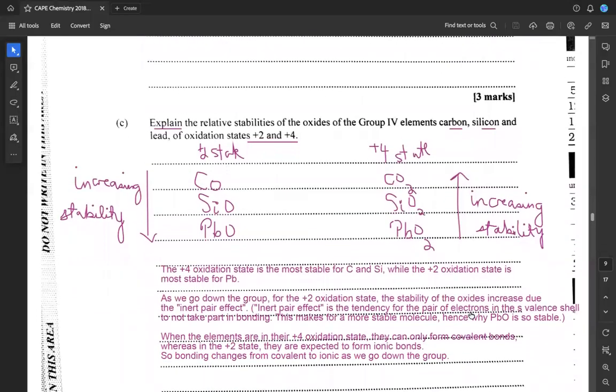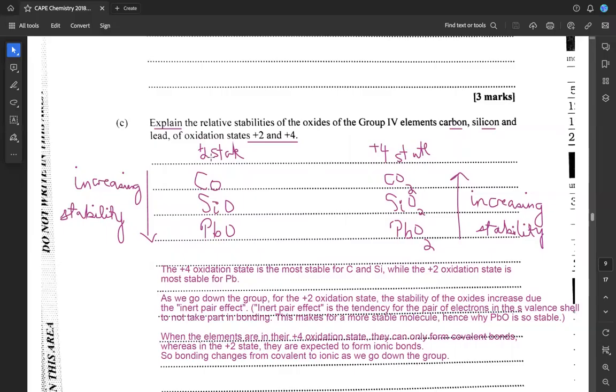And in part C, they're asking us to explain the relative stabilities of the oxides of the group 4 elements, carbon, silicon, and lead, of oxidation states +2 and +4. So they want us to look at both oxidation states and say what we see in terms of stability for the oxides of these elements, right? And so here I've summarized the trends that you would see.